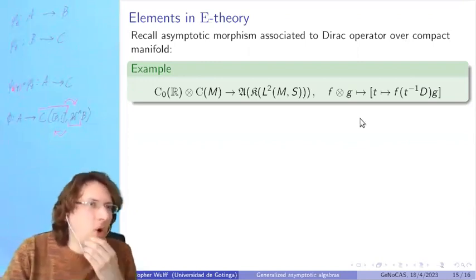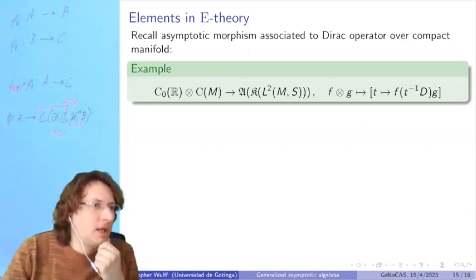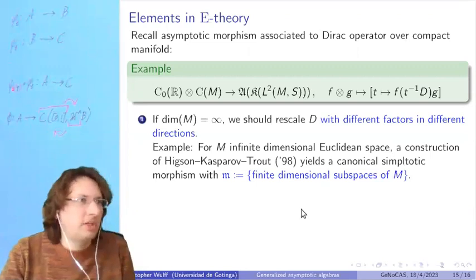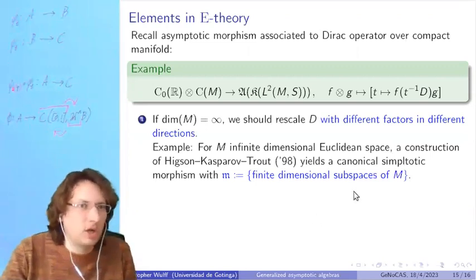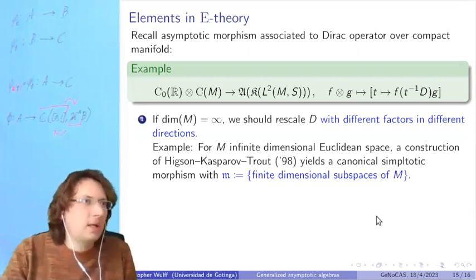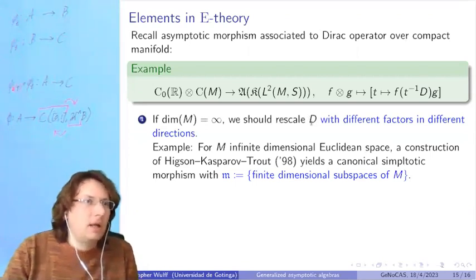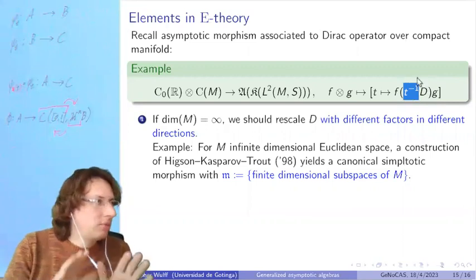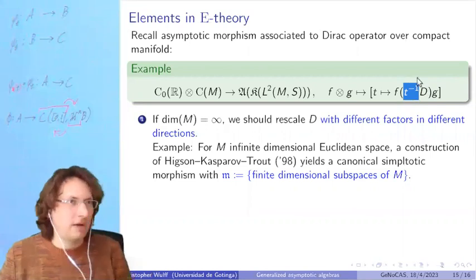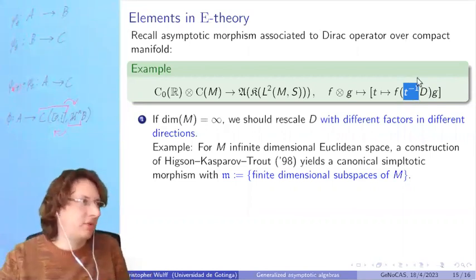Namely, first of all, one can consider what happens if we want to do index theory on infinite dimensional manifolds. There is a lot that is unclear in index theory on infinite dimensional manifolds, but the idea which I had was that for an infinite dimensional manifold, it might be a good idea to not rescale the operator D by one constant factor in all directions, but to use different factors in different directions to rescale the operator D and get such a formula.